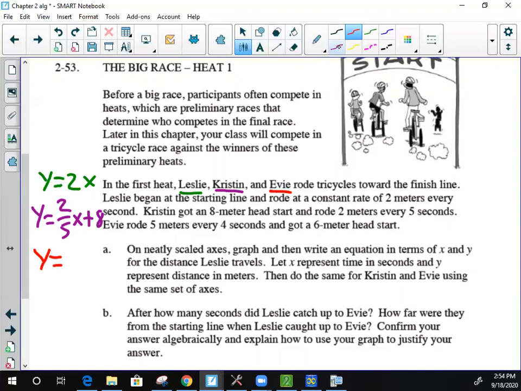So y equals 5/4 x plus 6. What you're going to want to do now is get out some graph paper and we are going to graph these.